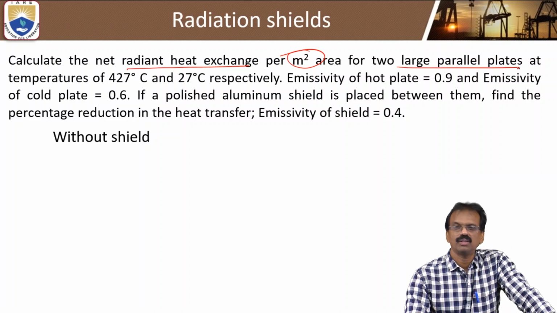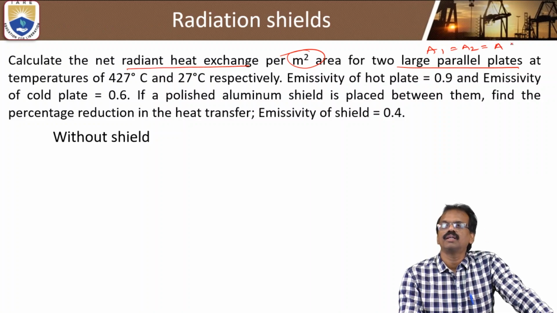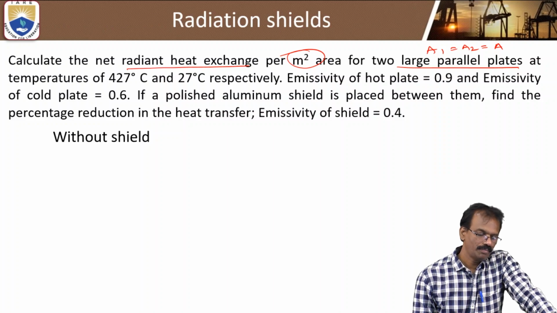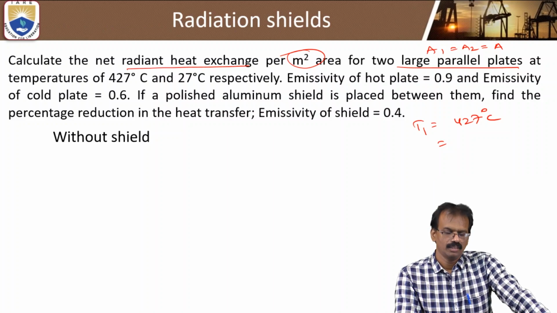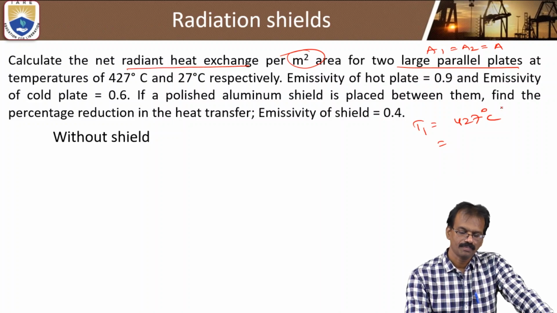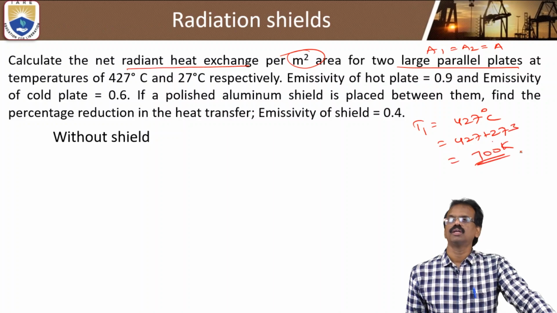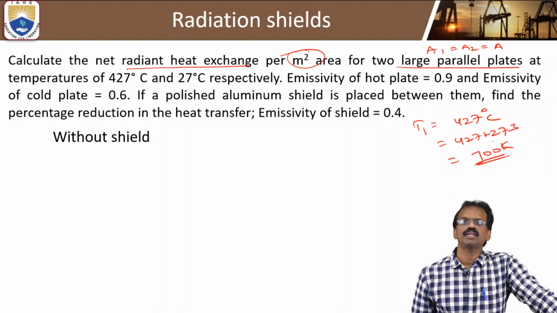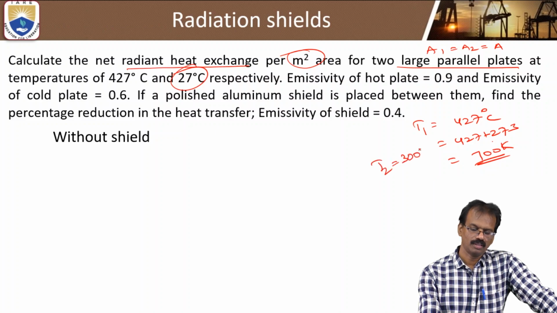For two large parallel plates, we can consider area A1 is equal to A2, so both areas of the plates are the same. The temperatures are also given. Temperature of the first surface T1 is equal to 427 degrees Celsius. In the radiation topic, you always have to convert the temperature from degree Celsius to Kelvin, because we are using T to the power of 4. So 427 plus 273 is 700 Kelvin. Similarly, temperature of the second surface is 27 plus 273, so T2 is equal to 300 Kelvin.